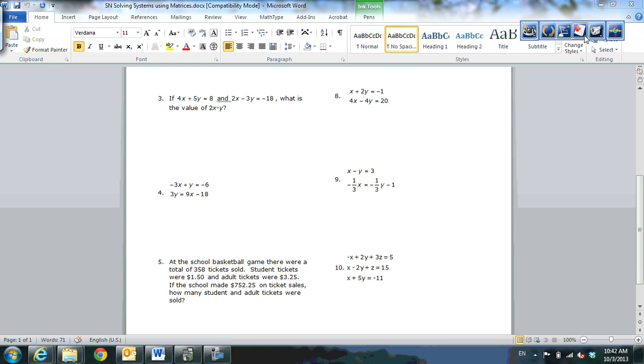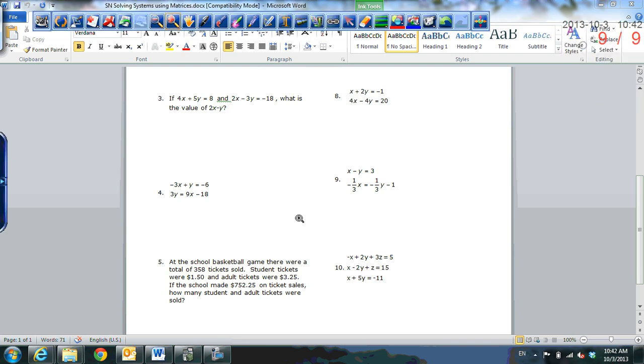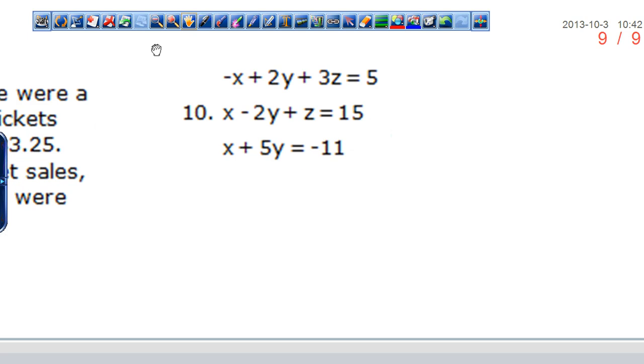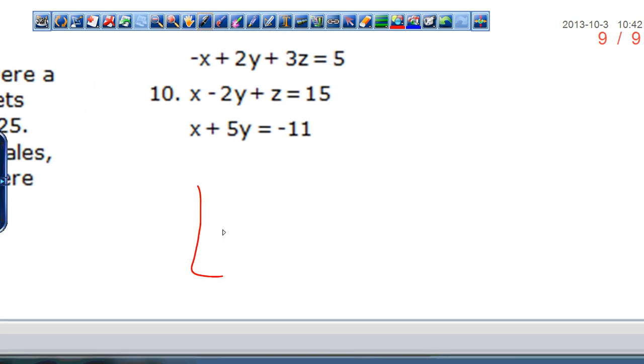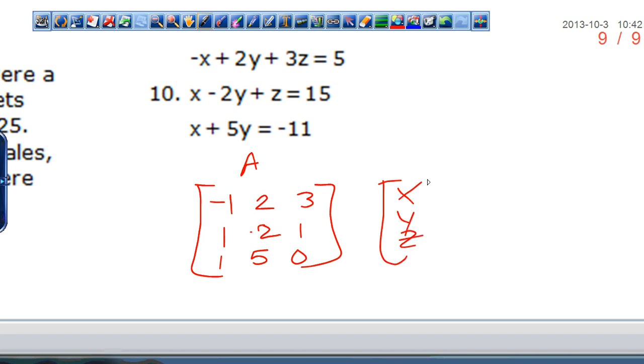The last thing I want to do for you is a 3 by 3 matrix, and that's when we have x, y, and z. Nothing's different other than the fact that we're just going to put 3 numbers by 3 numbers. So for A, instead of a 2 by 2 in our calculator, it should be 3 by 3, and then we're just putting the numbers in. Second row, 1, -2, 1, and then lastly 1, 5. And we don't have a variable, we're just going to put 0 there. And so then x, y, and z, and then our B matrix is a 3 by 1, so 5, 15, and -11.